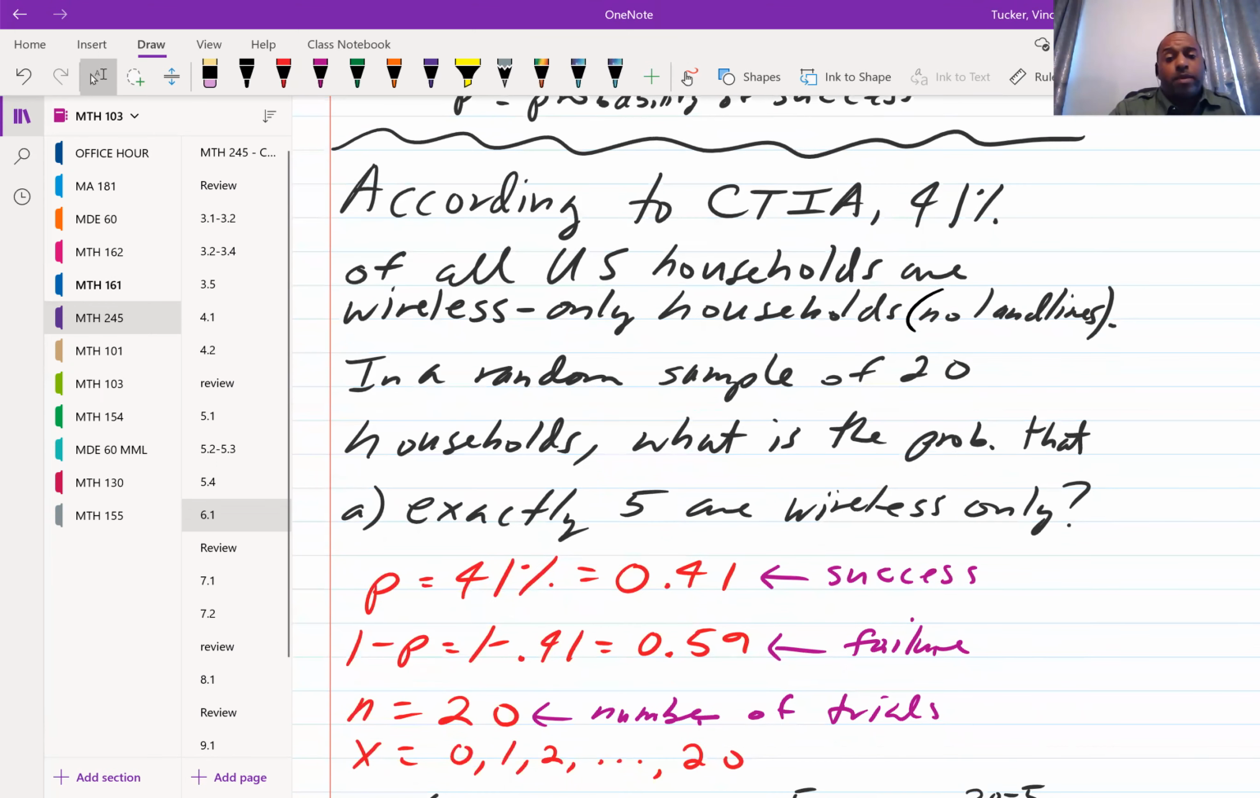So here, just establishing our pieces like we did in the previous. 41% is 0.41. That's the probability of success, in other words, picking out a household that is wireless only. 1 minus that 0.41 is 0.59, probability of failure. Then the number of trials, it says of a random sample of 20 households. So 20 trials, and then X is going to go from 0 to 20.